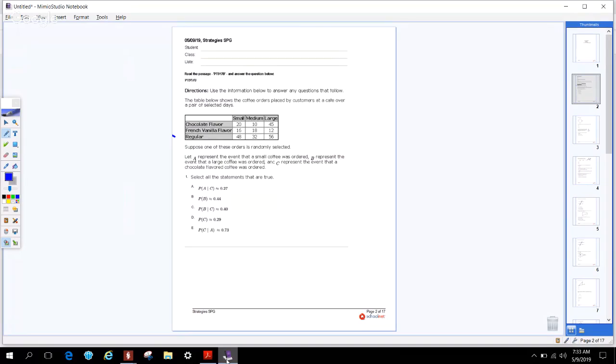All right. So today we're going to go over my best guess for the strategies SPG that you guys are taking tomorrow. You can follow along if you want. I didn't make extra copies of the formula sheet. You should have them in your red books if you have it, but I'll also give you the formulas as we go. So here we go.